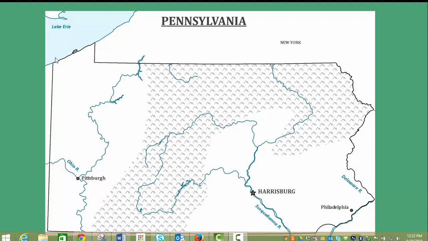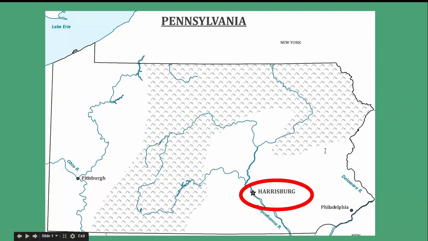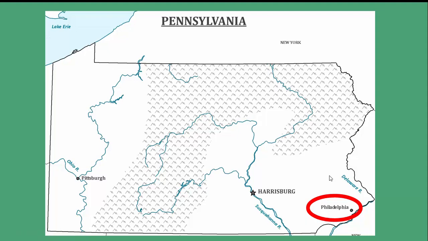This map shows us 3 of the cities in Pennsylvania. Harrisburg is our capital. If you look at the map, there's a little star in front of the name Harrisburg. That star tells us it's our capital city. Another city on this map is Philadelphia. Philadelphia is a big city that is not too far from us.